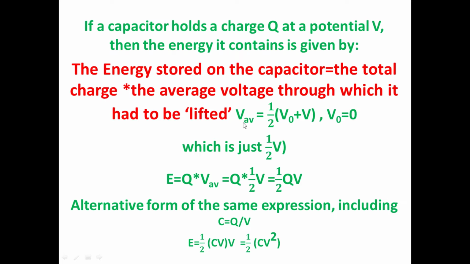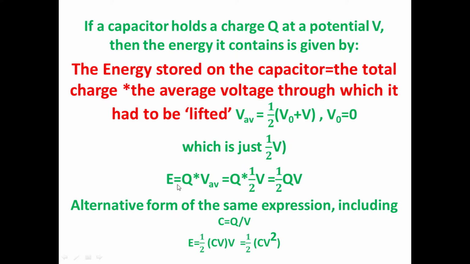So the average voltage is equal to the initial voltage plus the final voltage divided by 2, or 1 over 2 times V initial plus V final, where V initial is 0 and V final is the given one, which gives 0 plus V is V, V times 1 over 2, that's 1 over 2 V.